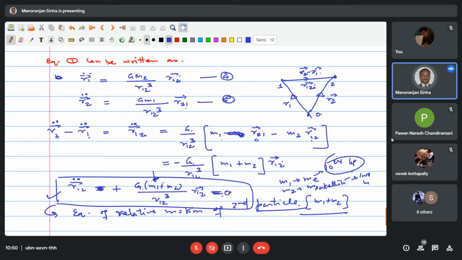So this part you should be very careful in writing, and you should also remember that we are not violating Newton's second law. Newton's second law is applicable only in the inertial frame, and we are following that.